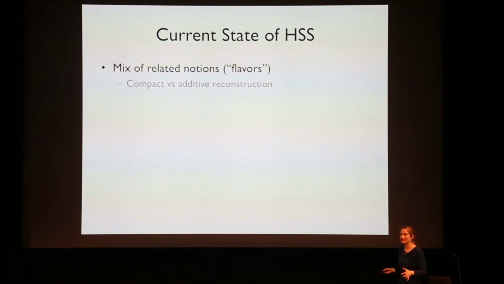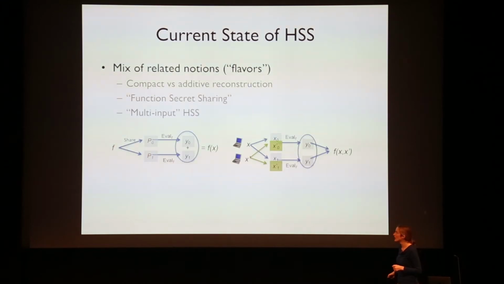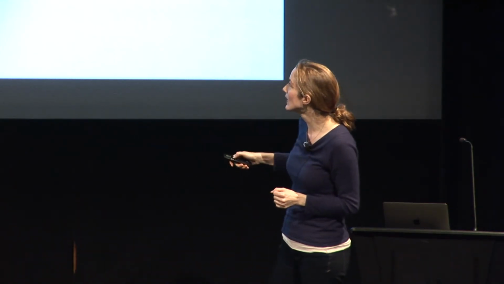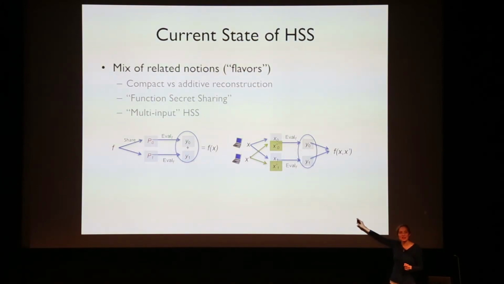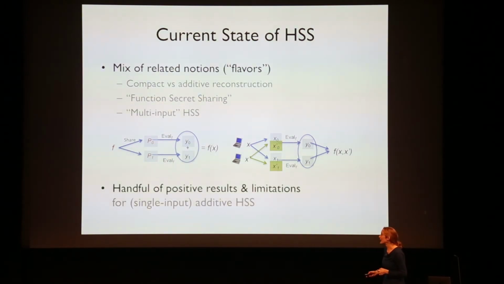Okay, so at this point, we have this kind of jumble of different related but not quite the same definitions. For example, you saw already you can consider different types of reconstruction. Maybe you've also heard the phrase function secret sharing. This is almost isomorphic to homomorphic secret sharing, but a kind of dual version. And in this last slide, I was actually cheating a little bit. You'll see that this thing becomes a little bit more complicated. This is a version of multi-input homomorphic secret sharing, where I'm assuming that different clients can use the secret sharing, but homomorphism can go across clients' inputs. Okay, and we have a handful of positive results and a handful of limitations.